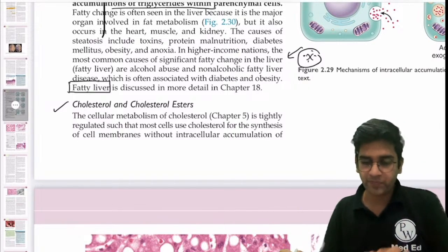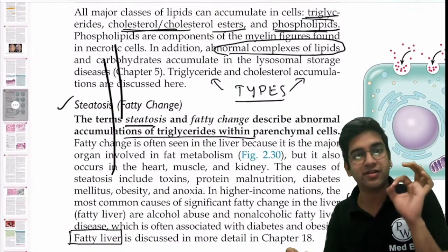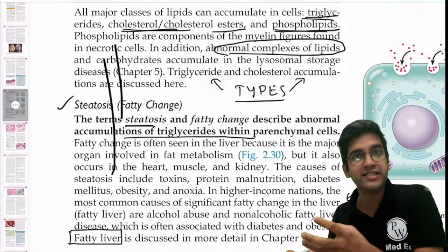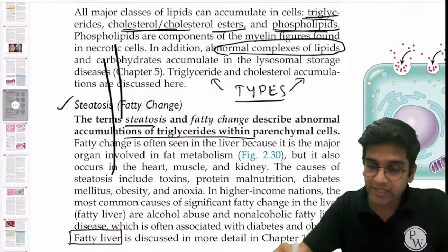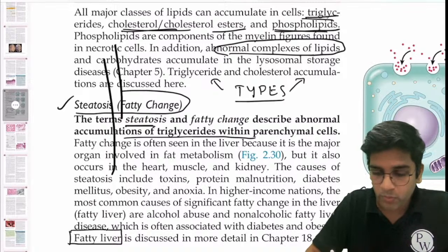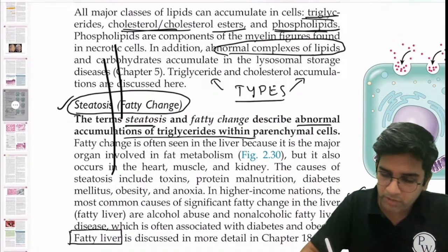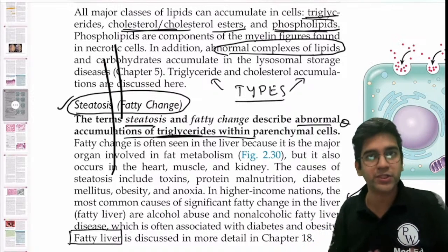So this term steatosis is especially useful whenever triglycerides accumulate. If cholesterol esters accumulate in a disease, I don't call it steatosis. It's cholesterol ester accumulation, right? So whenever you use the term steatosis, which is equivalent to fatty change, it means abnormal accumulation of triglycerides within a parenchymal cell. This can come in a viva question.